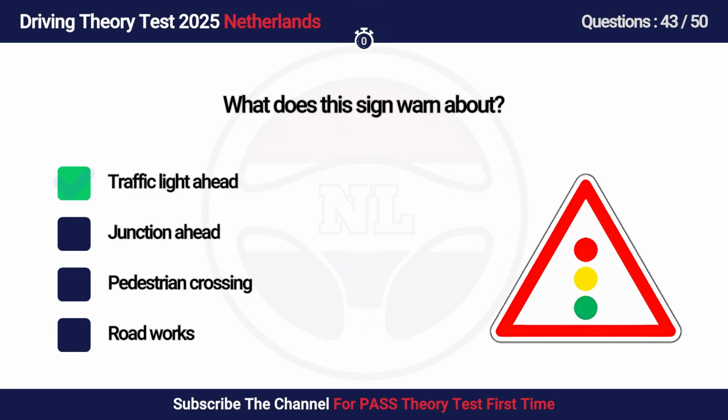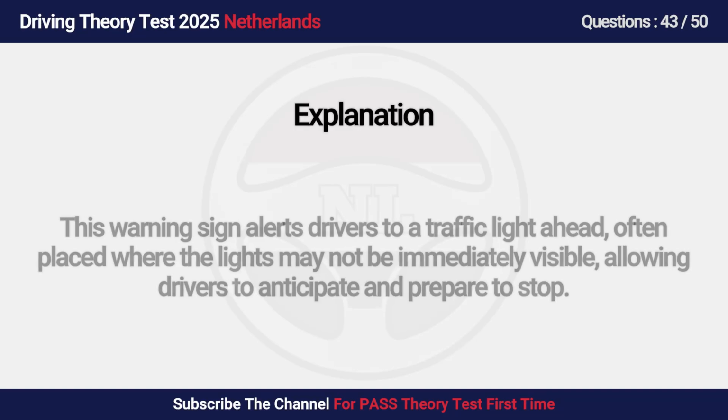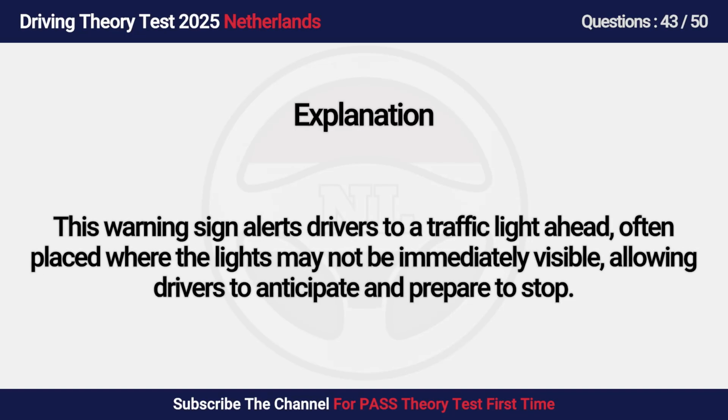Answer is A. Traffic light ahead. This warning sign alerts drivers to a traffic light ahead, often placed where the lights may not be immediately visible, allowing drivers to anticipate and prepare to stop.